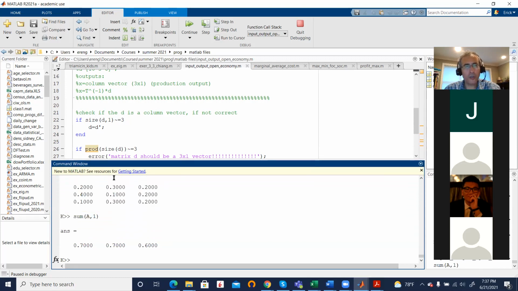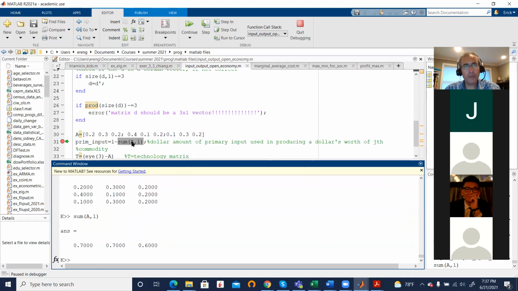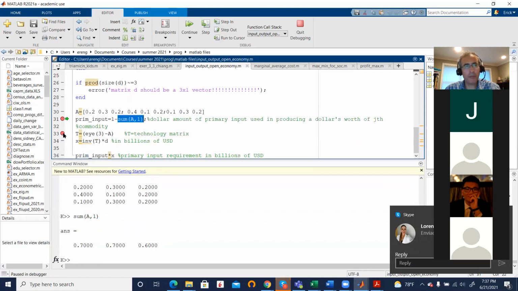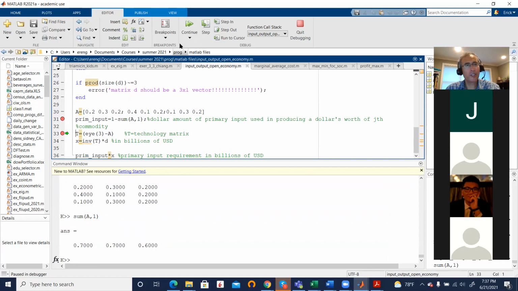Do you see that? So when you say sum A comma 1, it implies I will sum by columns. It's 0.7, 0.7, and 0.6. You see? And the primary input, simply, guys, is 1 minus 0.7, 0.7, 0.6. So this is my primary input need. So I will need 0.3, 0.3, and 0.4. Now, this is the equation that we have in the document.